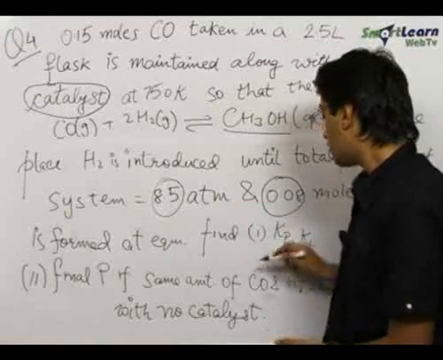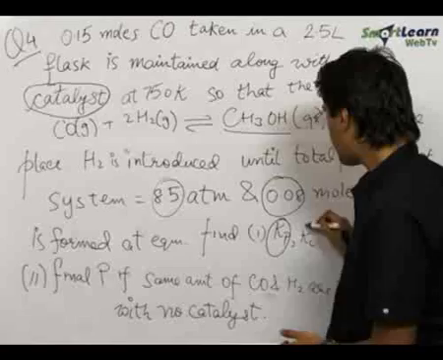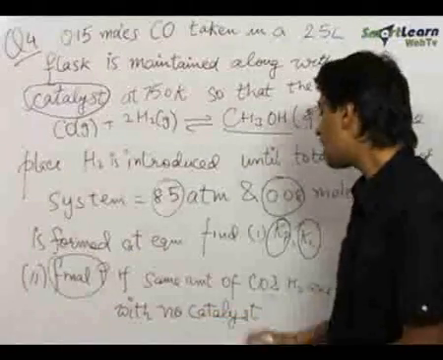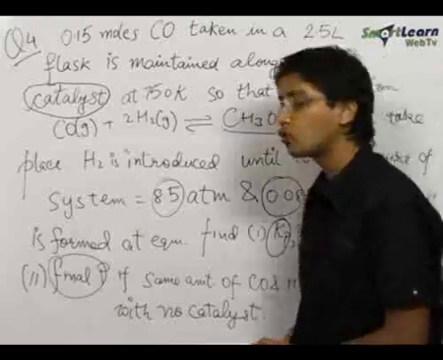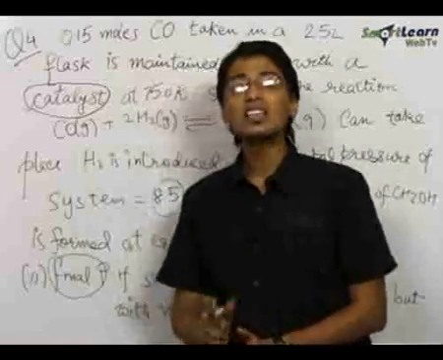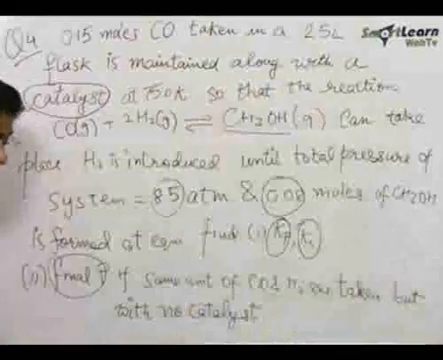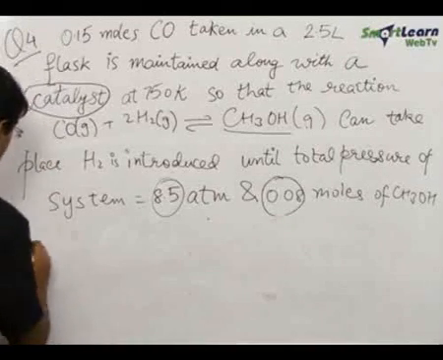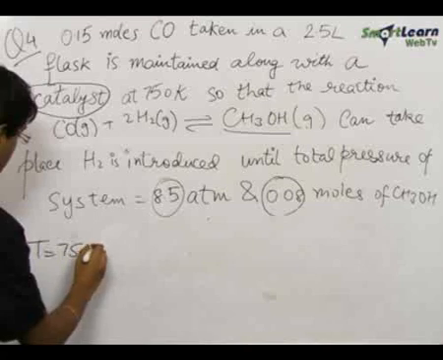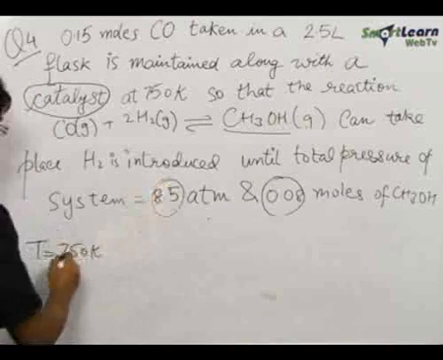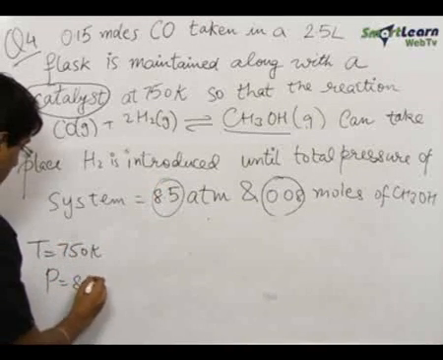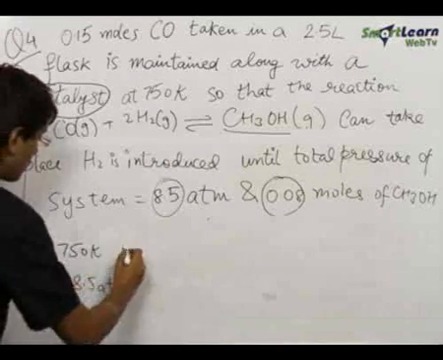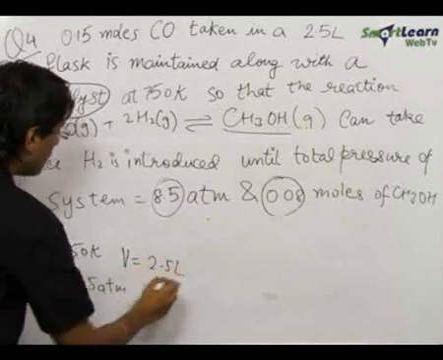We need to find the Kp for the reaction, the Kc for the reaction, and the final pressure if the same amount of carbon monoxide and hydrogen are taken in the flask but there is no catalyst present. So getting started with this problem, at equilibrium we have temperature equal to 750 Kelvin, we have a total pressure of 8.5 atmosphere given, and we have the volume of flask to be equal to 2.5 liters.